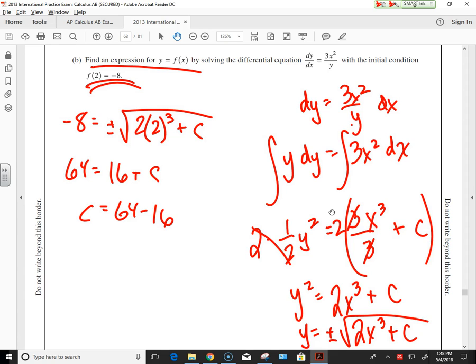You can leave it like that, or you can simplify. Oh, I squared both sides, sorry. So my square root disappeared. That's why I got here.